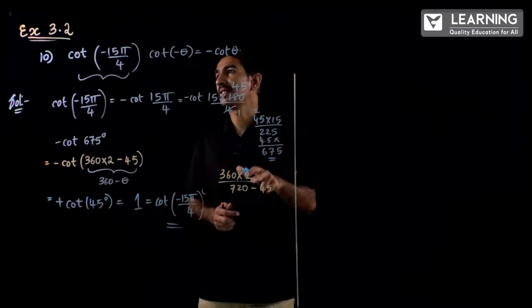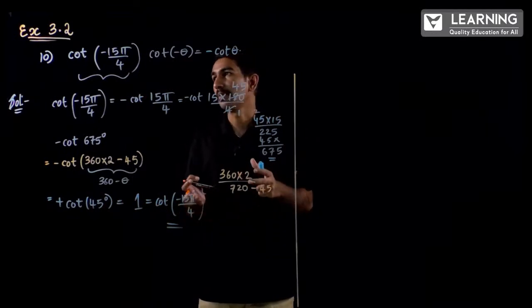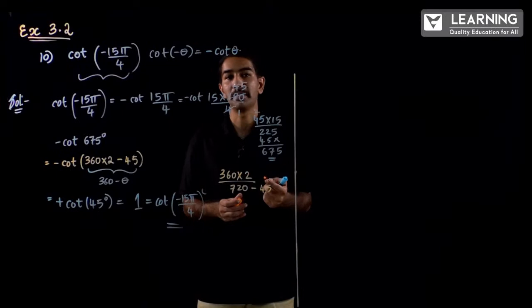So in this exercise, students, basically 3.2, what did we see? Most of the trigonometric ratios as well as ASTC rules are being used.